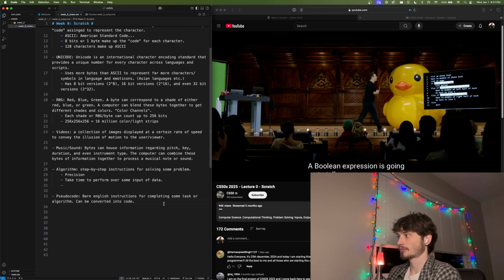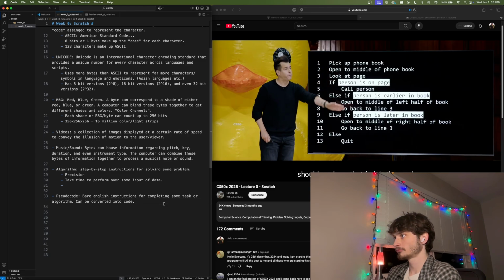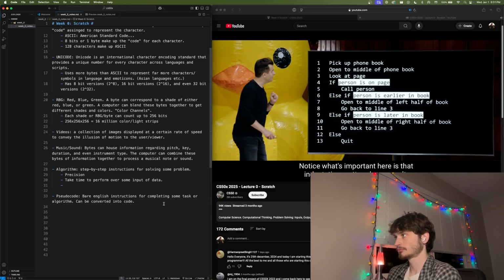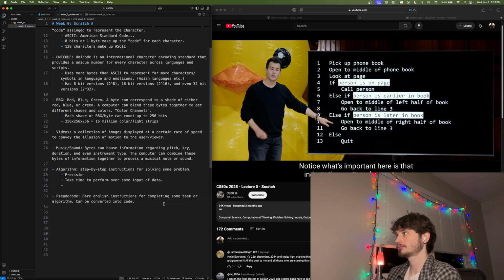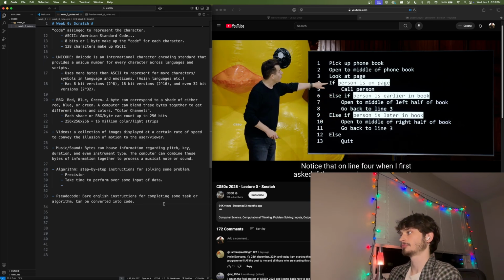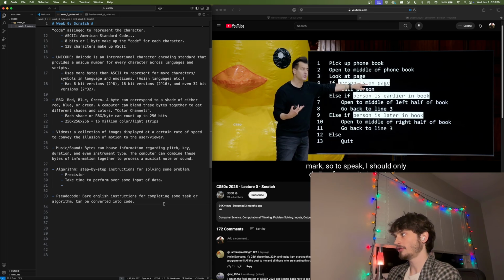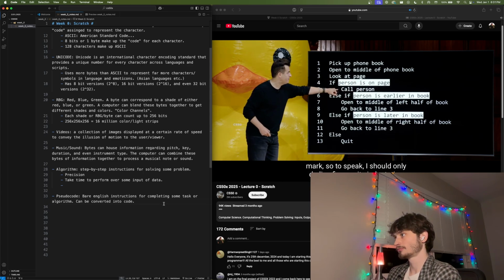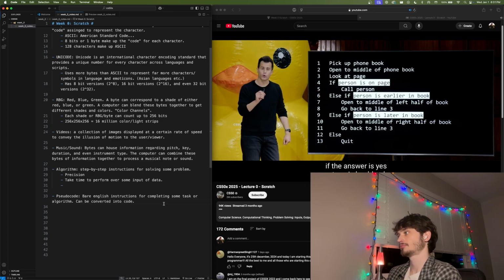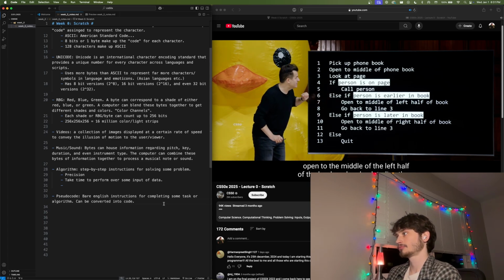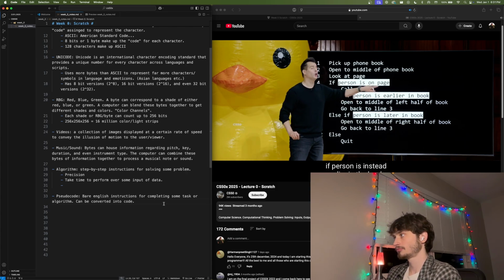A Boolean expression is going to tell you yes or no, you should go down that fork in the road. Notice what's important here is that indentation mattered as a result. Notice that on line 4, when I first asked if the person is on page, question mark, so to speak, I should only do line 5 per its indentation if the answer is yes or true. I should only open to the middle of the left half of the book and go back to line 3 if the person is instead earlier in the book.